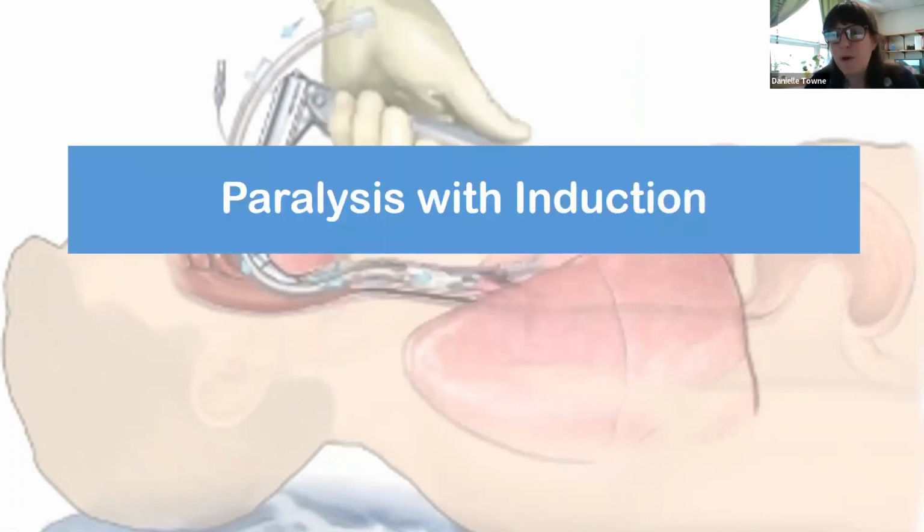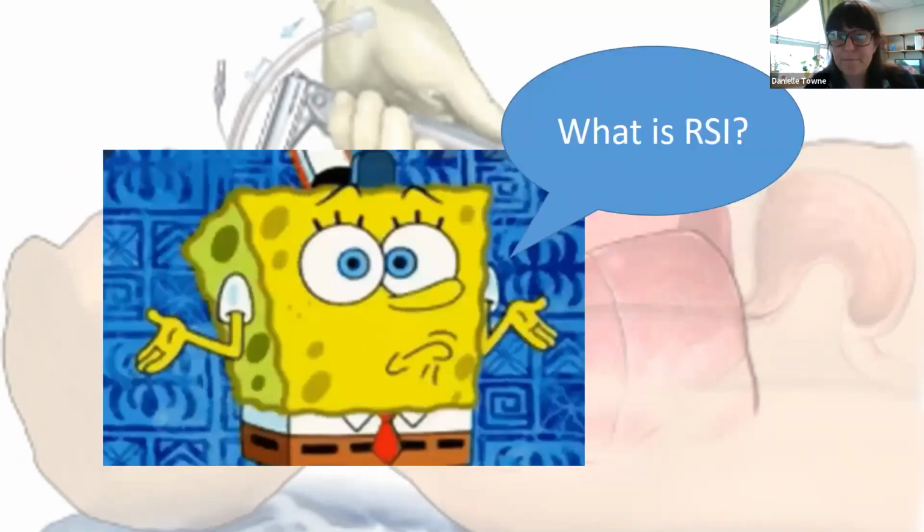All right, our next P is paralysis with induction. So in real life, you would have discussed and made your plan for your RSI meds already. That would have been in that pre-planning phase. But we're talking about them now because in the flow of an actual intubation, you wouldn't push any medication until after that pause, making sure that everybody's ready for induction, all the equipment is set up, and we're good to move forward. Because once you push those meds, you can't take them back, right?